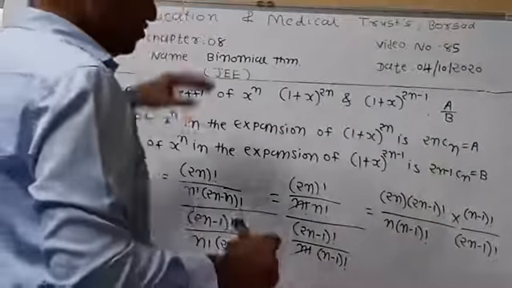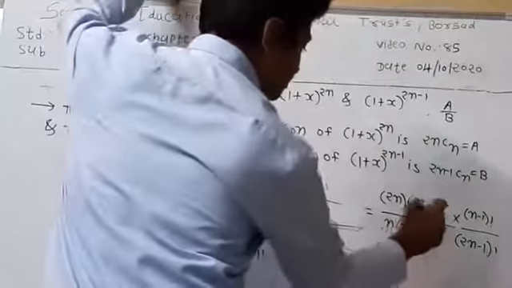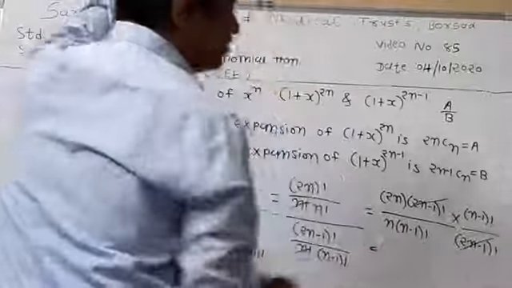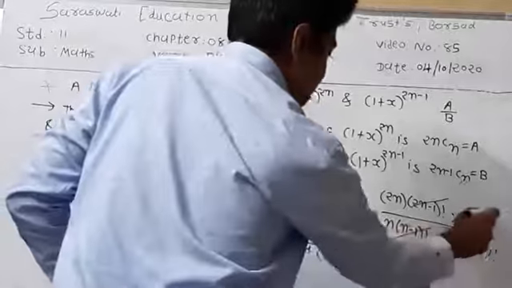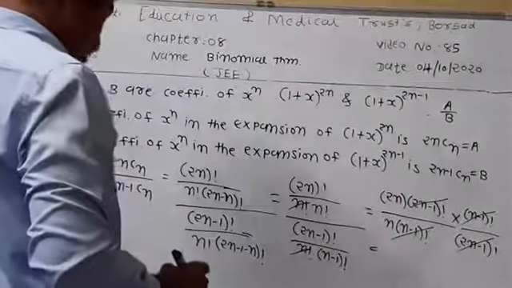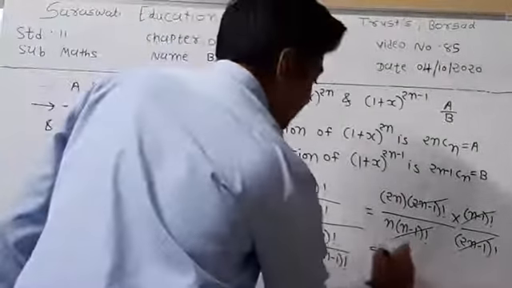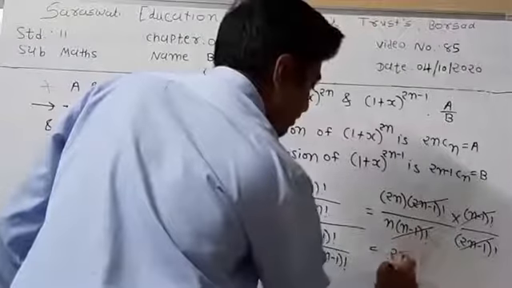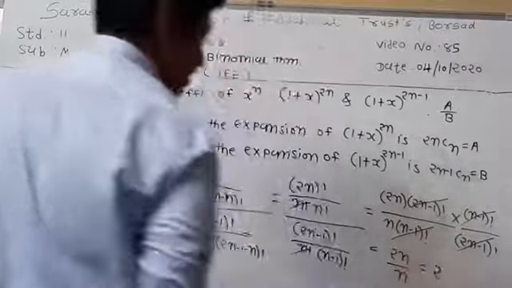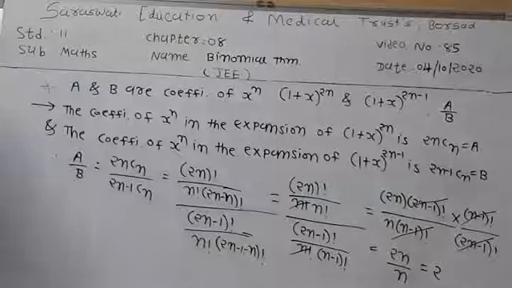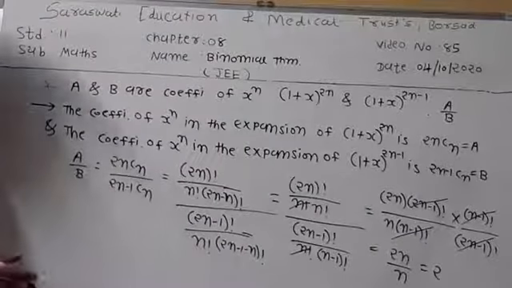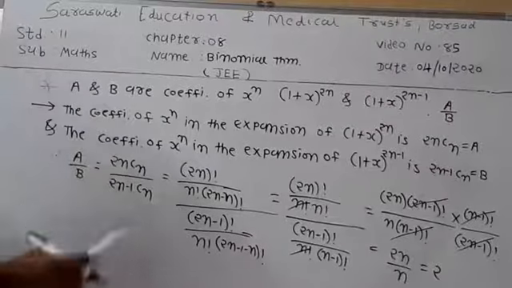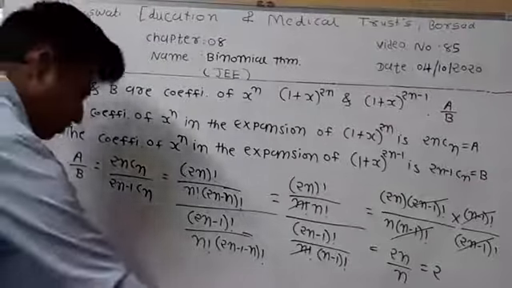So interchange the position. It is equal to (2n minus 1) factorial, and (2n minus 1) factorial cancels out. Same way, (n minus 1) factorial and (n minus 1) factorial cancel out. So the remaining term here is 2n upon n, and n cancels. So the final answer is 2. So here we get the ratio of A and B as 2. Now next question.